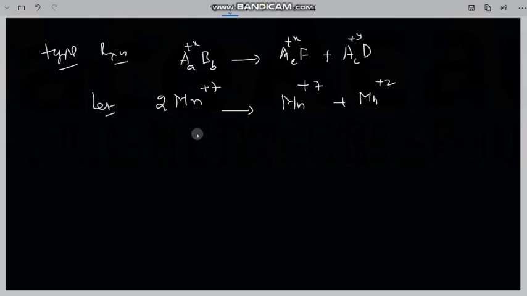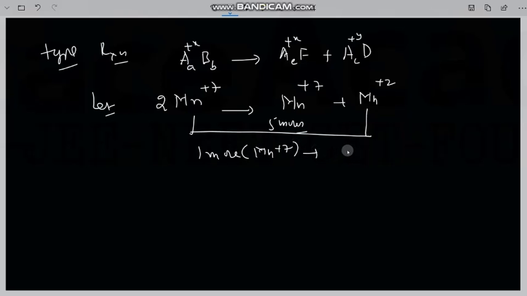In this reaction, if you observe, 5 moles of electrons are gained by the 2 moles of Mn plus 7. So this is the 5 moles of electron gaining process. For each mole of Mn plus 7, how many? If it is 1 mole of Mn plus 7, how many moles of electrons will be gained? That is 5 by 2. Therefore 5 by 2 is the n factor of this Mn plus 7 for this type of reaction.